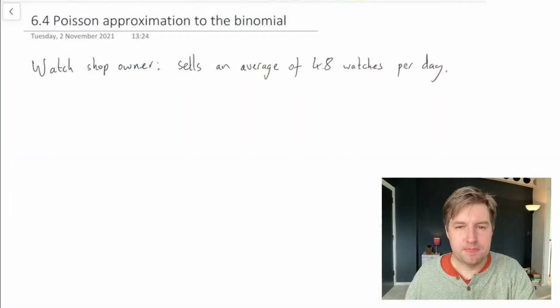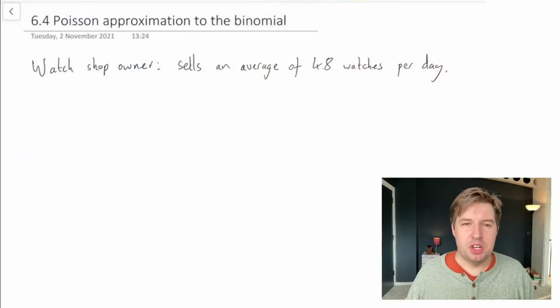So how should I model this as a random variable? Well, one way to think about it would be this. There are some number n of people who live in or around Leeds, and each day there's some probability that each one of them will buy my watch. So that would suggest that maybe I should try a binomial distribution to model the number of watches I sell.